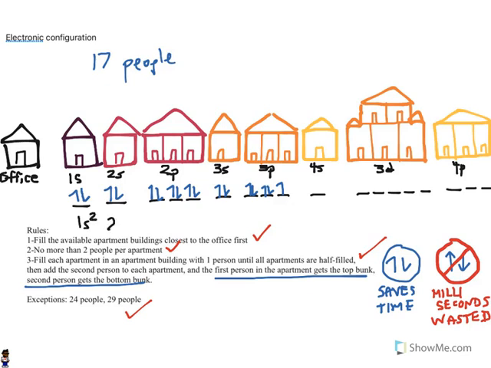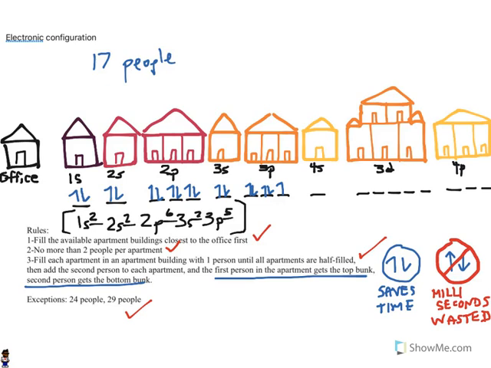1S, 2 because there's 2 people in that building. 2S, 2 because there's 2 people in that building. 2P, 6 because there's 6 people in the 2P building. 3S, 2. 3P, and there's 1, 2, 3, 4, 5. This is our configuration. And if we add up all those top numbers, we get a total of 17 because we have 17 people distributed in this apartment complex in these buildings.